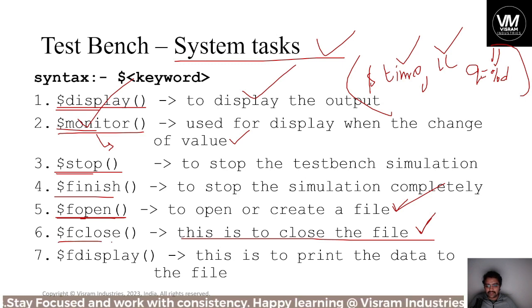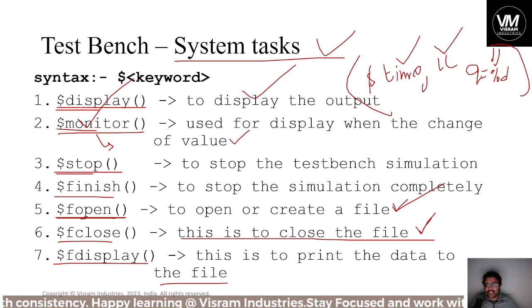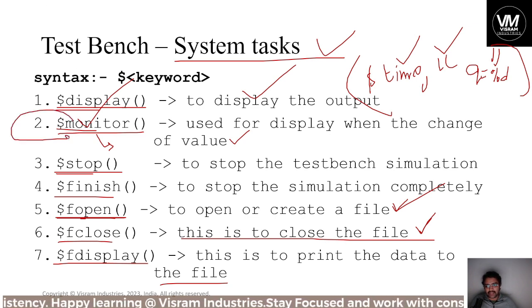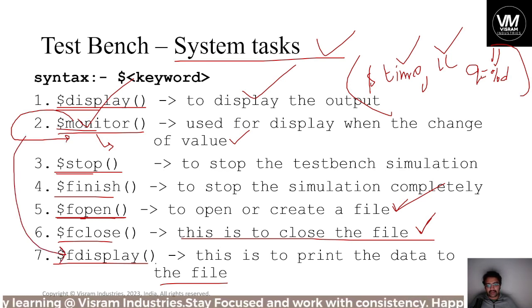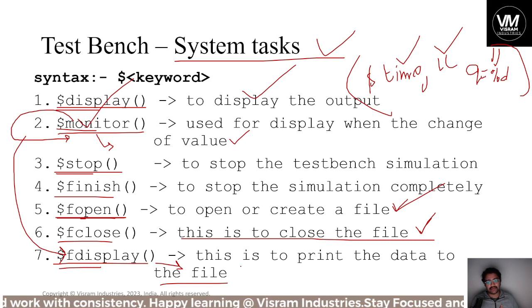So $fclose is nothing but to close the file, and $fdisplay is to print the data to the file. So whatever you display here, whatever data you get, you show the monitor file, you can log that data into a separate file. Sometimes in the industry while we are working we need some reference log files of the previous work to check the functionality, how much better it has become. That is to be there. So sometimes we use $fdisplay to write this.